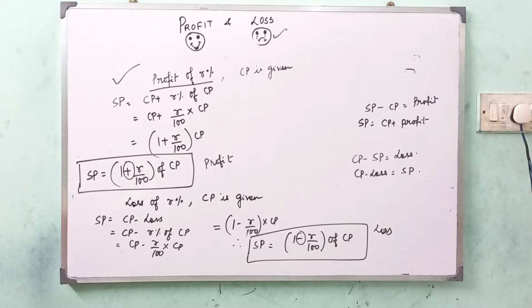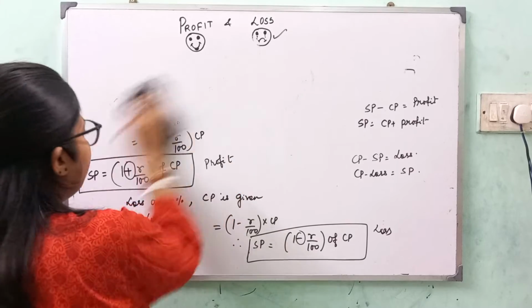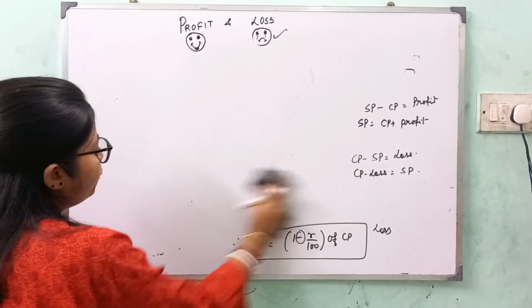So we had already learnt 4 formulas, and 2 more over here: SP is equal to 1 plus R by 100 of CP when there is a profit of R percentage, and SP is equal to 1 minus R by 100 of CP when there is a loss of R percentage. Plus in case of profit percentage, and minus in case of loss percentage. So we have learnt already 4 formulae.